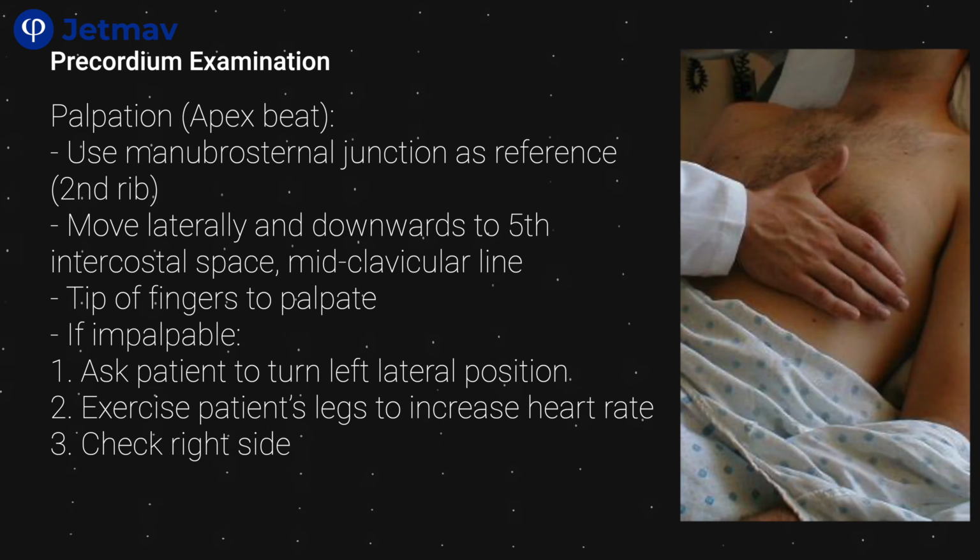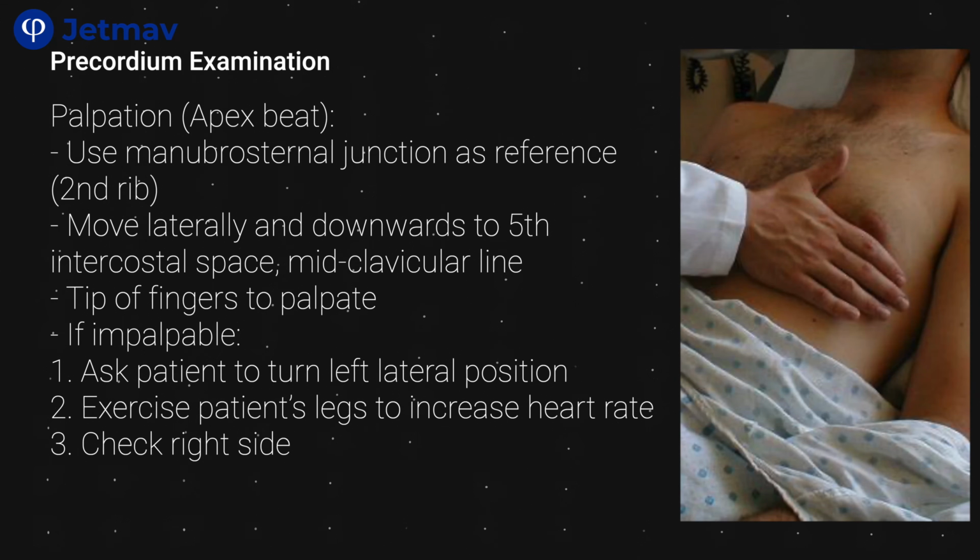After inspection of the precordium, the next thing we'll do is palpation. And the first place you palpate for is the apex beat. The angle of Louis, or the manubriosternal angle, corresponds to the second rib. So below it, you find the second intercostal space and so on. So you move laterally and downwards until you get to where you are able to palpate the apex beat. We'll actually show you that during the step-by-step examination. But there's a catch. If you are not able to elicit the apex beat, you can tell your patient to turn to the left lateral position.